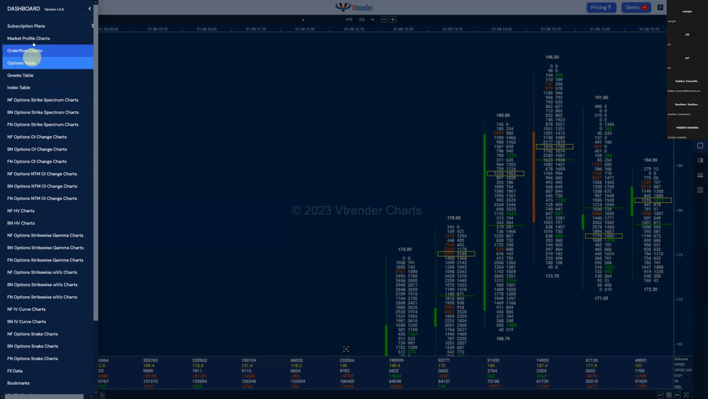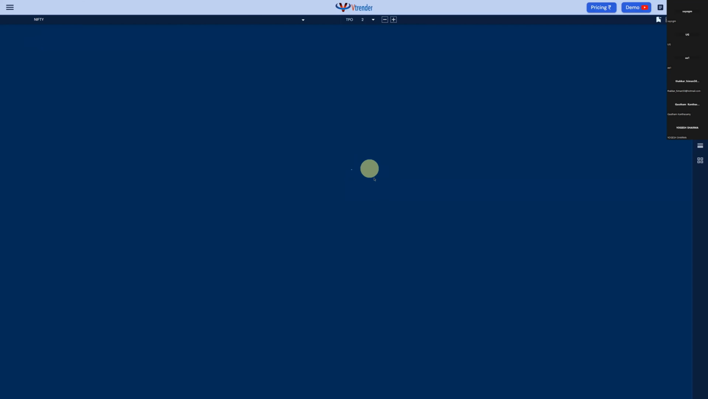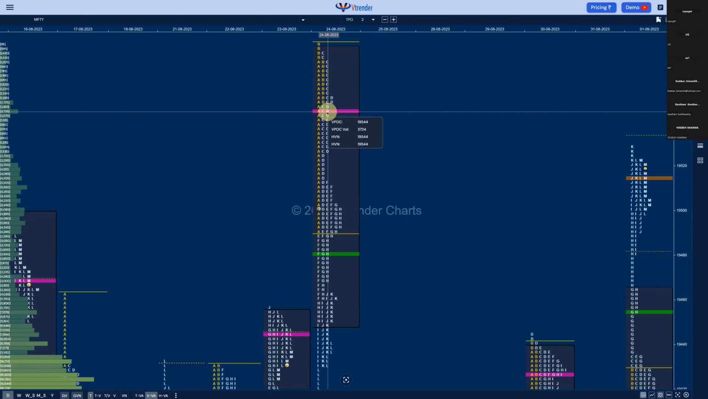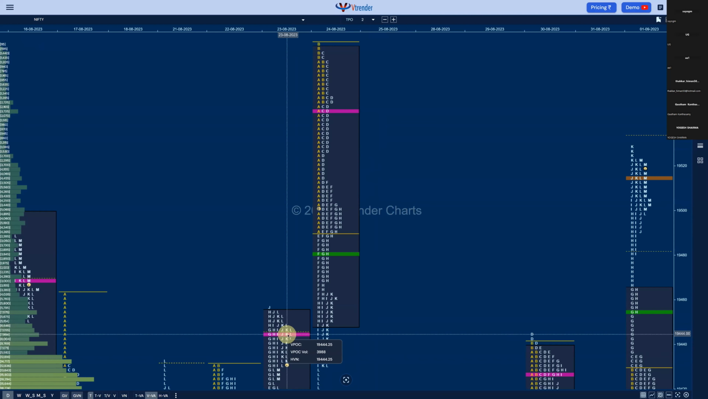And if you want to zoom out further, you can have a market profile chart open where you could see these things show up on these pink bars. They are the largest volume concentration of the day.